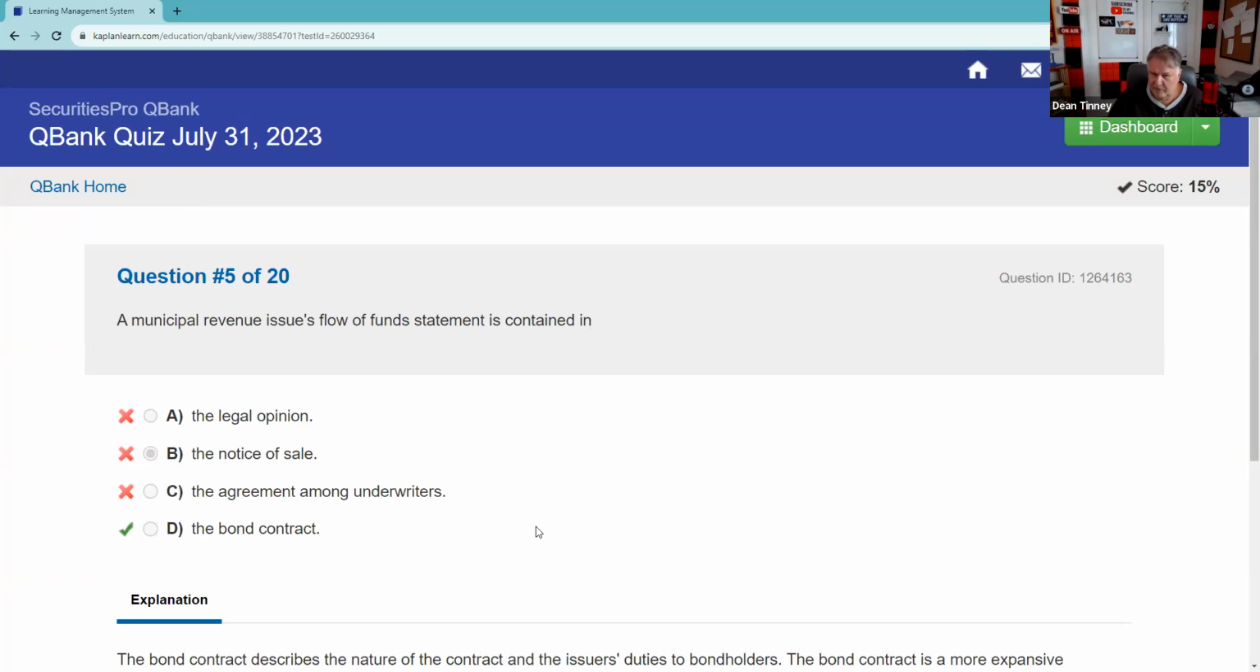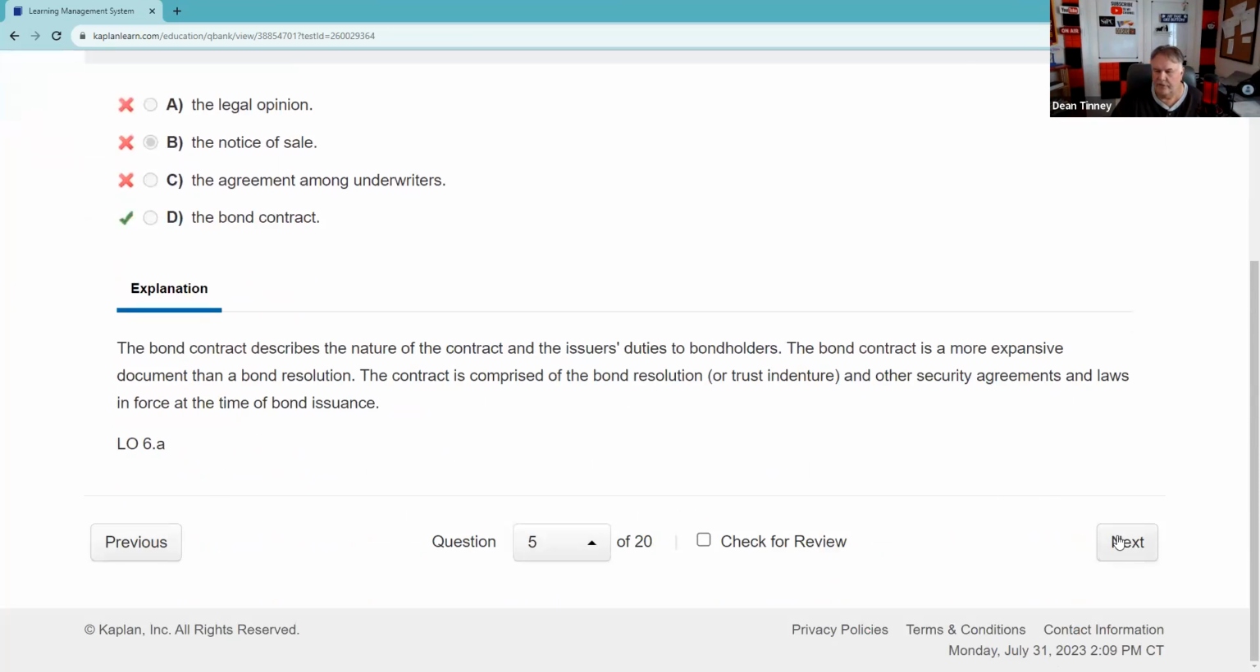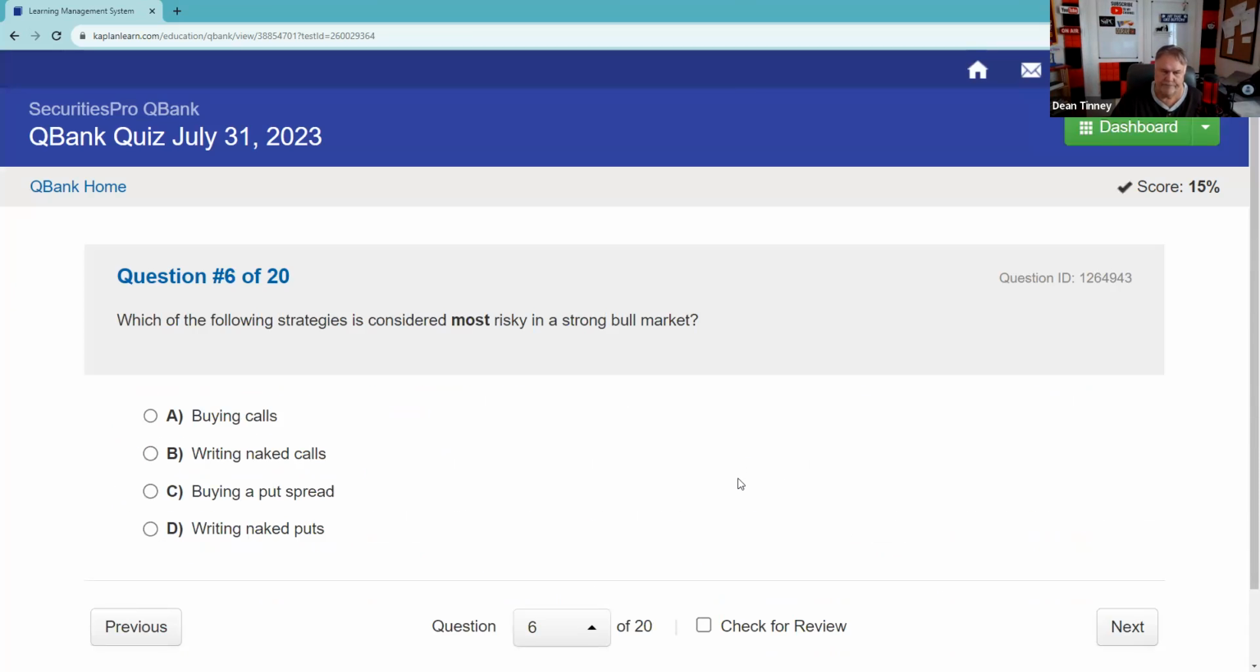So the agreement amongst the underwriters, that is the agreement we have amongst ourselves about how we're going to run the syndicate. And then you should definitely know the components of that. I have a whole video on underwriting munis. So all those answers are testable.